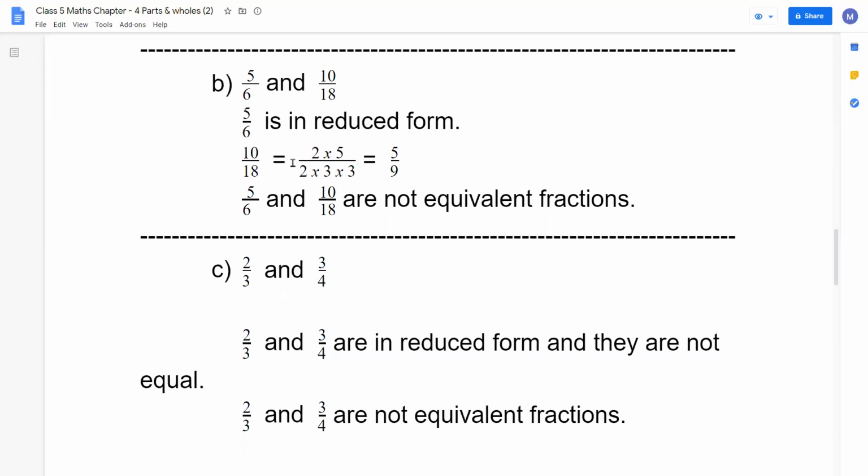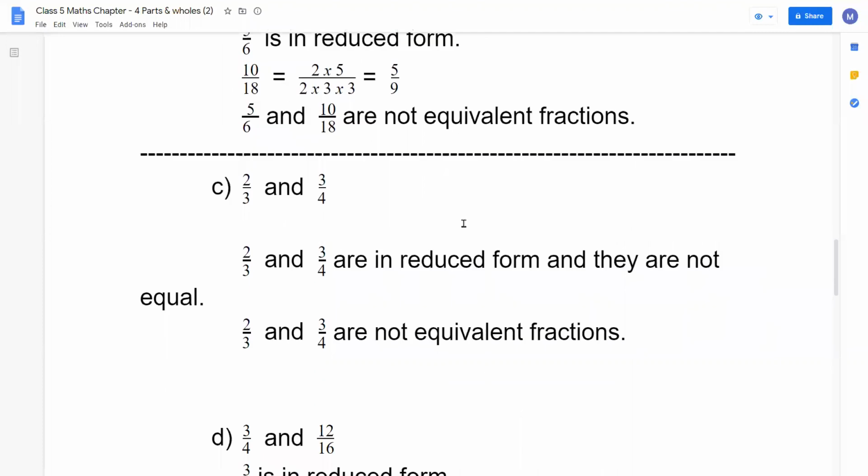What is common here? 2. One 2 in the numerator and one 2 in the denominator are common. That is cancelled. Then what is left in the numerator? 5. Denominator: 3 3s are 9. So the reduced form of 10 upon 18 equals 5 upon 9. But what is the given first fraction? 5 by 6. Are they equal? No. 5 by 6 is not equal to 5 by 9. So we can say that 5 by 6 and 10 by 18 are not equivalent fractions.